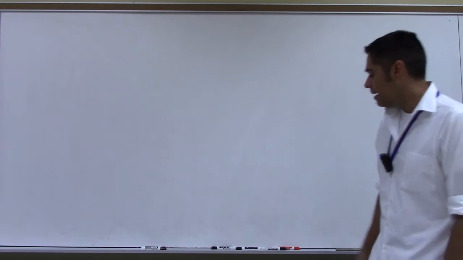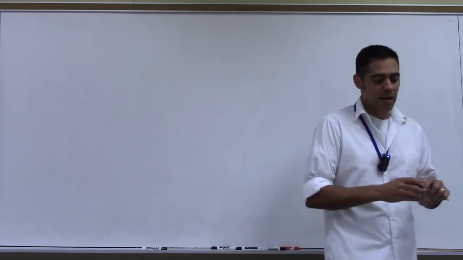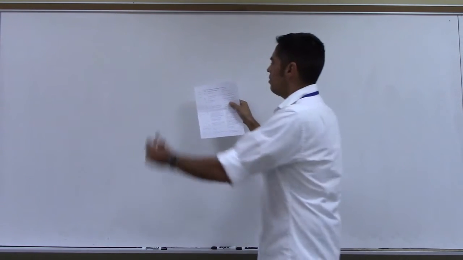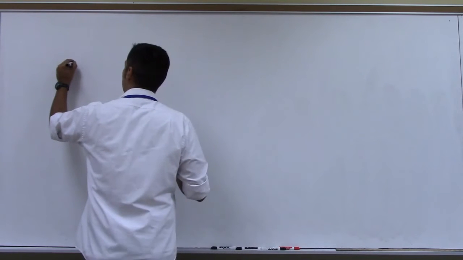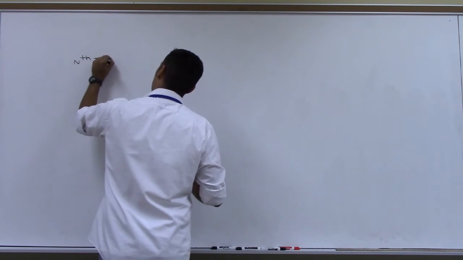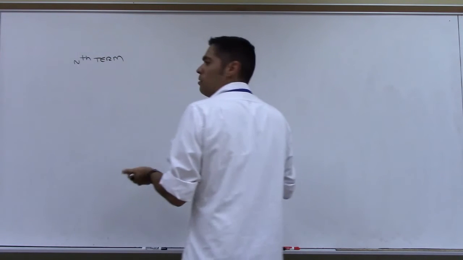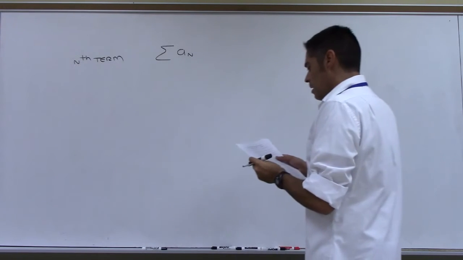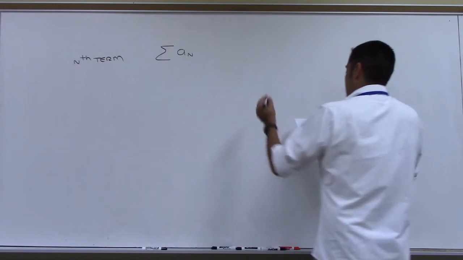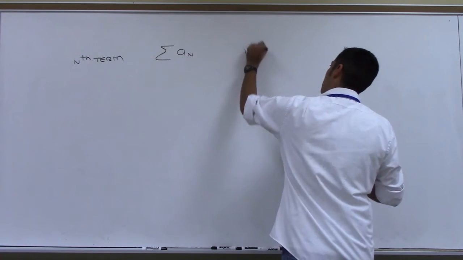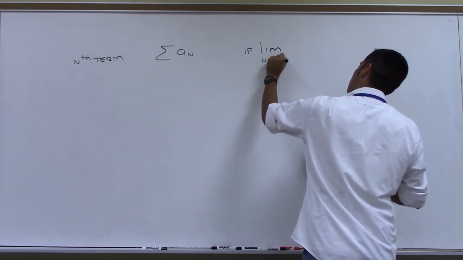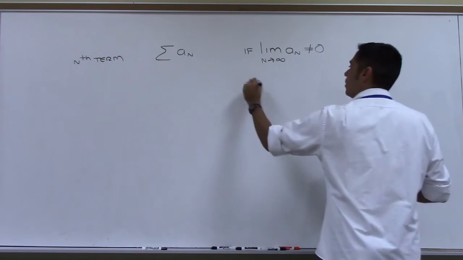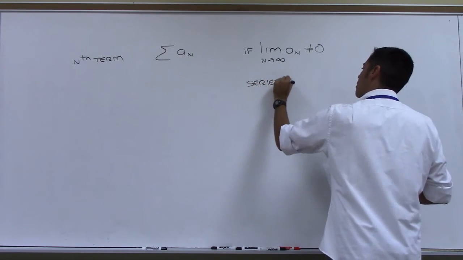So what I'll start with today is what we ended class with last time, and that's the first test on this sheet. The way this is laid out, it gives you the name of the test, the nth term test, and then, what is it used for? Well, it's used when you're looking at some series like this. What does the test say? It says that if the limit as n goes to infinity of a sub n does not equal 0, then what happens? The series diverges.